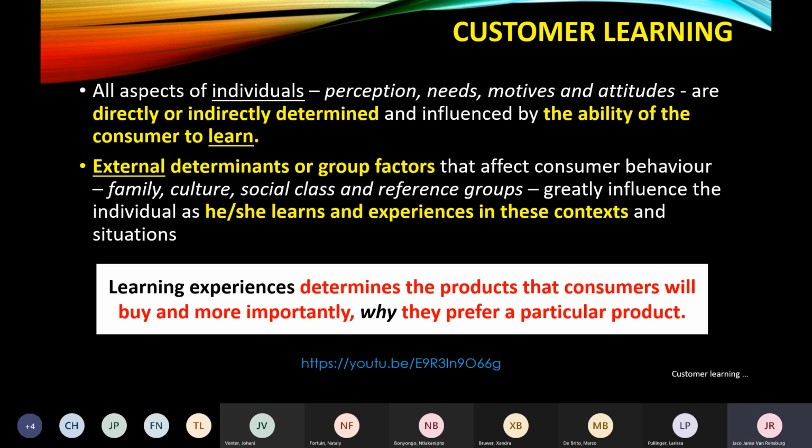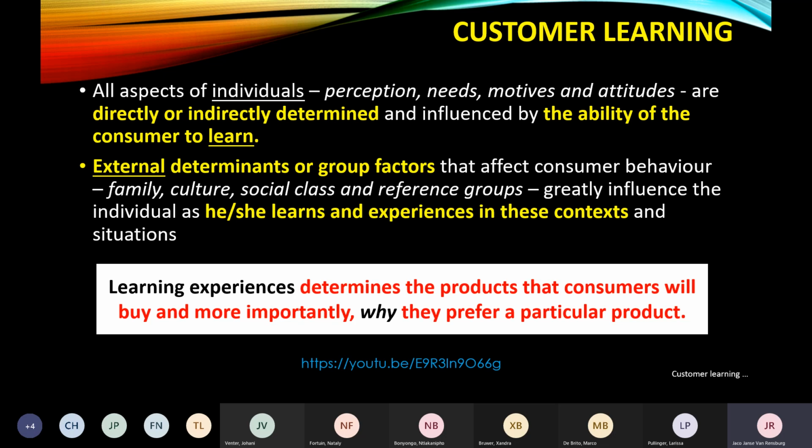Right, we all know that we learn from different people in our lives, and our processes and how we learn are very much different. Our perceptions, our needs, our motives, our attitudes are all directly or indirectly determined and influenced by the consumer's ability to learn. We form our perceptions, we learn them from different people, and we've seen in previous chapters that there is technical learning, informal learning, and formal learning.